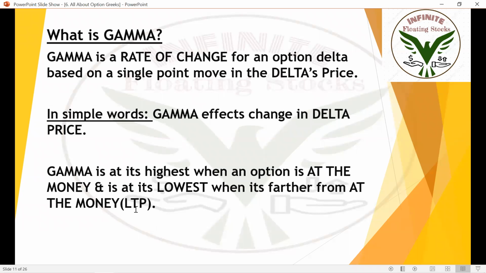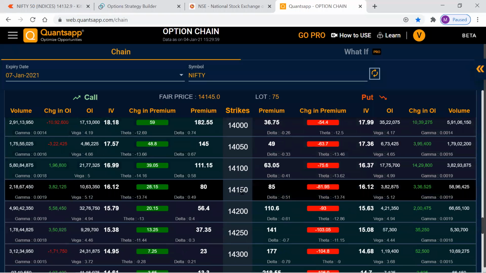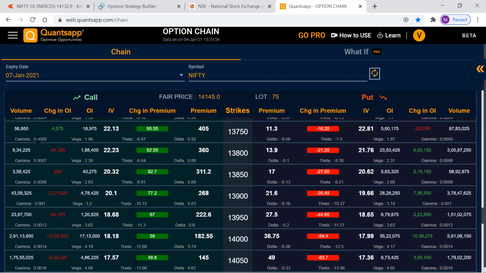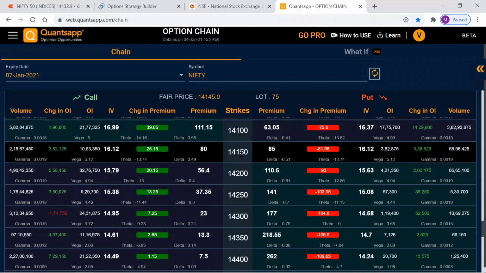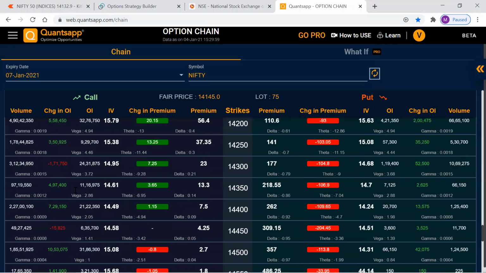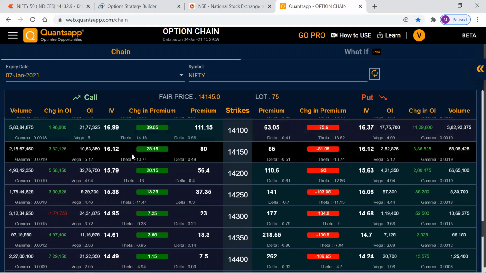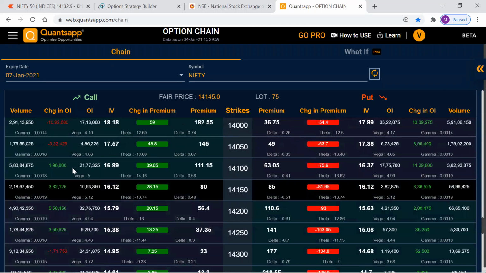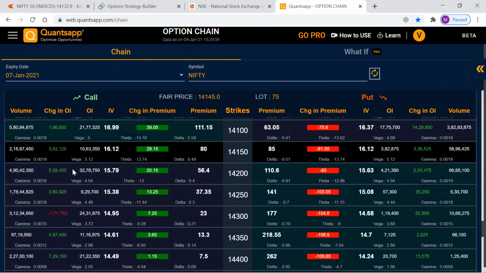See, 14,150 is at the money. I'm moving upward. The value of gamma is decreasing. It came down to 0.0005. But look at the gamma value of the at the money strike. It's 0.0019. Now if I go down, look at the value, 0.0002. It's decreased. So the value of gamma will be highest at the money strike, and it will be lowest when you move upward or downward from the at the money strike.